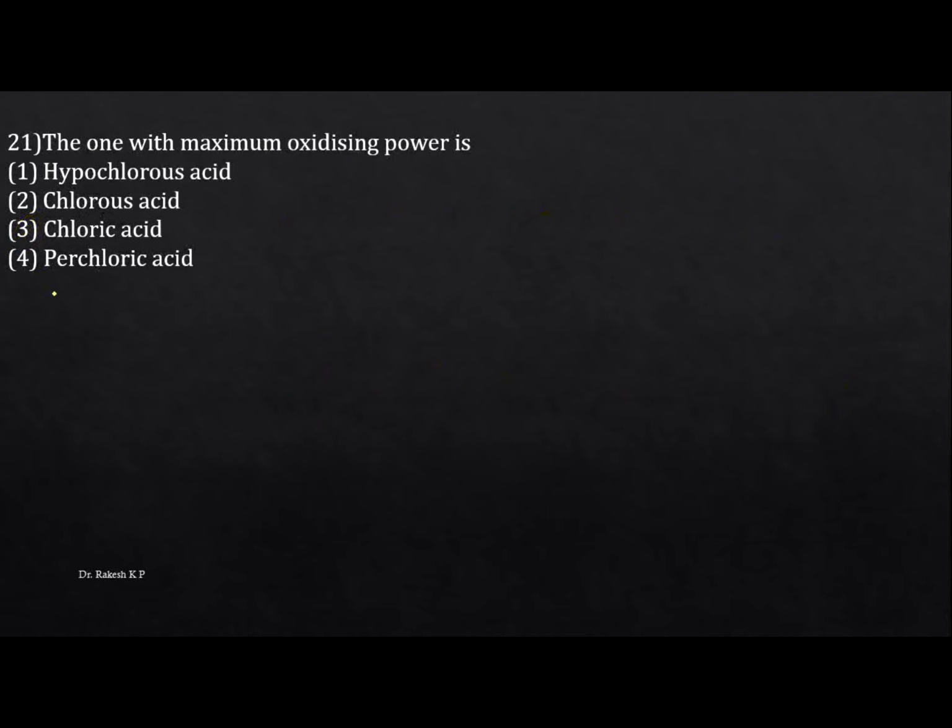The one with maximum oxidation number is? Let me write the formulas for those oxo acids. Hypochlorous acid is HOCl. Chlorous acid is HClO2. Chloric acid is HClO3. Perchloric acid is HClO4. Especially in this one you have to remember one concept here.